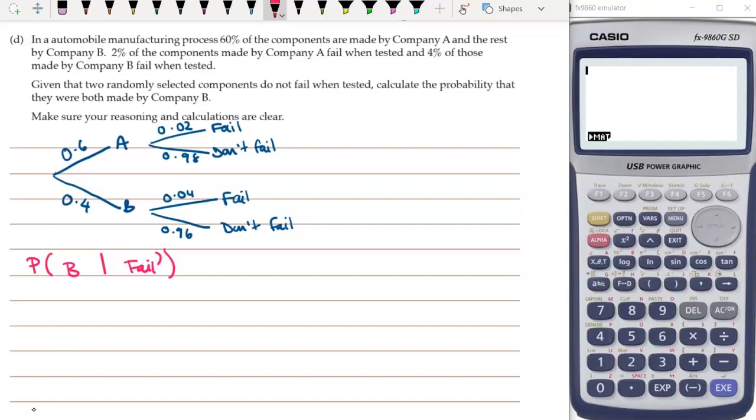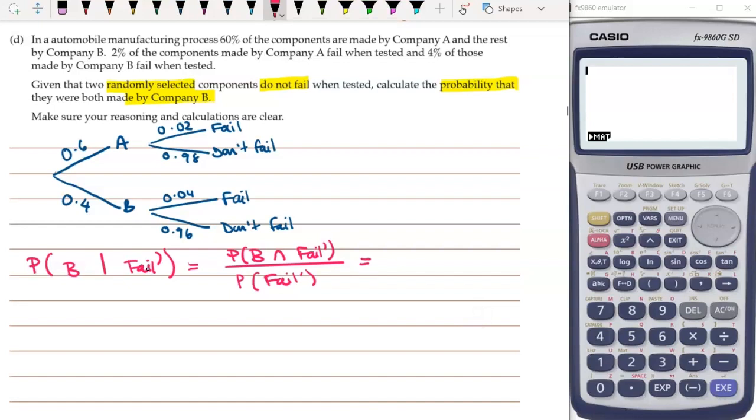So I'm taking this from the question as we're randomly selecting a component that did not fail. So there's the condition. What's the probability then that it was made by company B? Okay, so we're doing this just for one component. This will be the probability that we chose company B and it did not fail, over the probability that we pick a component that did not fail. So we always do this. This is the conditional probability formula that's also on your formula sheet. It's the chance of both things happening over the chance of that condition happening.